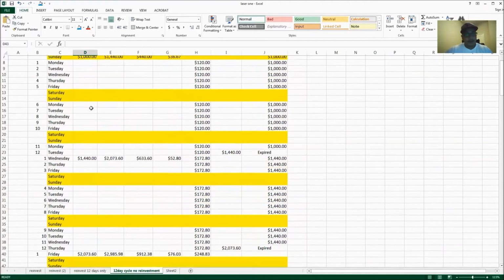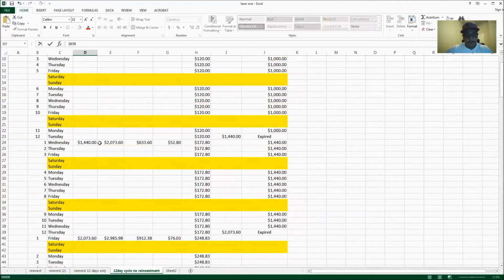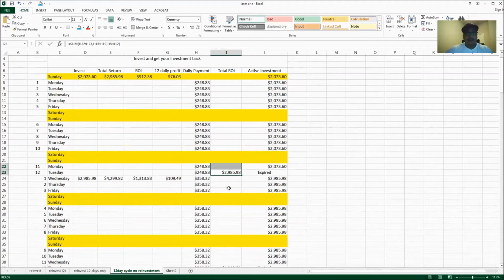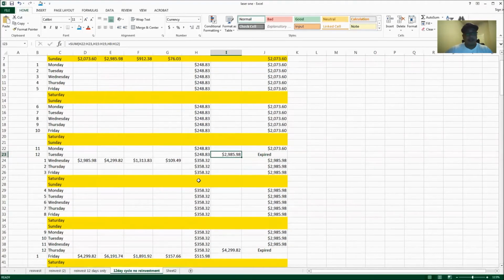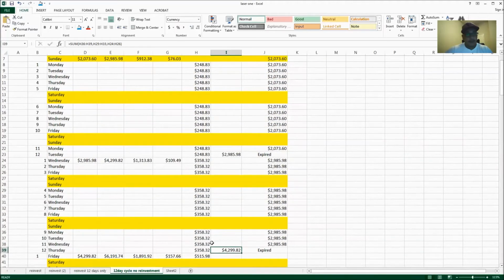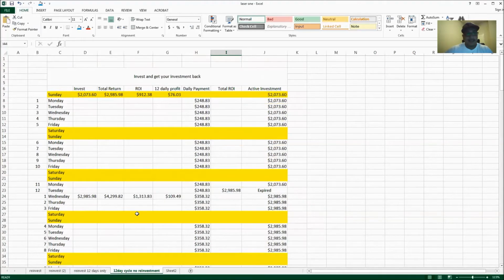So if you go $2,073, change that, another 12 days, that's almost $3,000. Another 12 days, 4,299, yeah. So that's the big difference, you know.